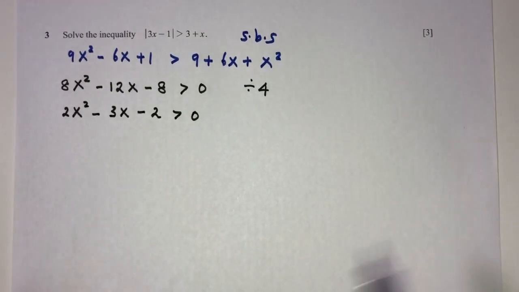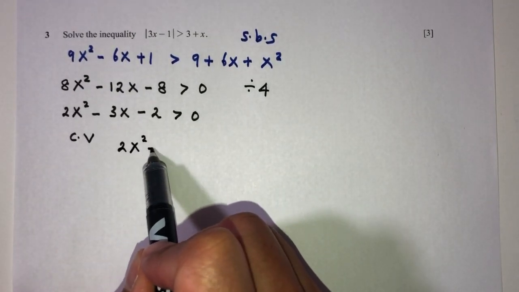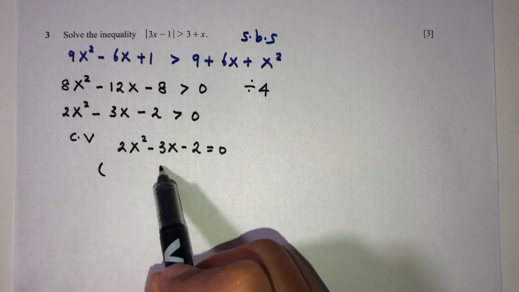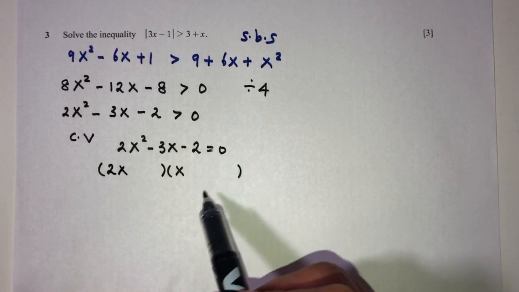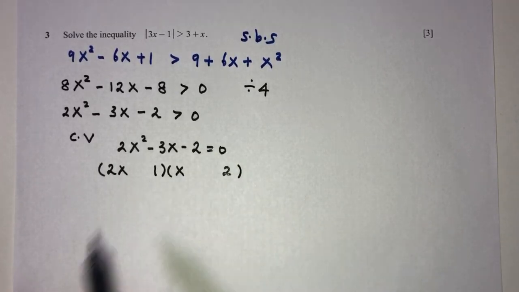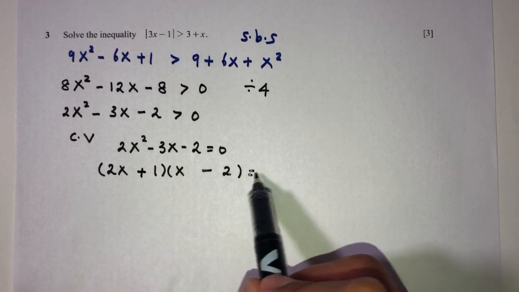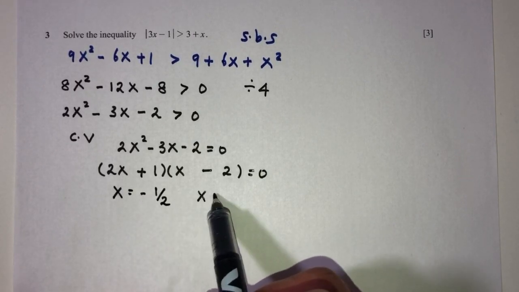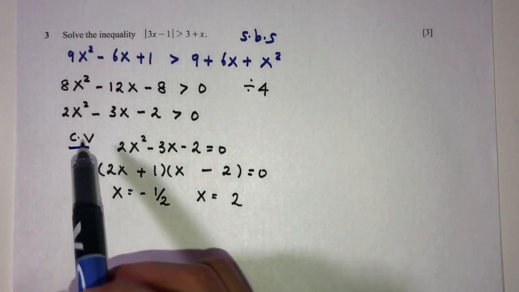So now we have to solve this equation, but first we have to find the critical values. Equate it to 0, then we have to factorize. That will be 2x times x. 2 is 2 times 1, so 2, 1. To get minus 3, we have to have minus 4 plus 1. So x will be minus 1 over 2. x will be 2. Now this is like your answer. This is your critical values.